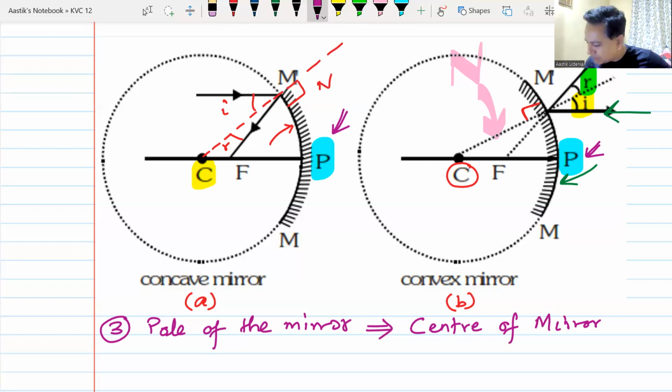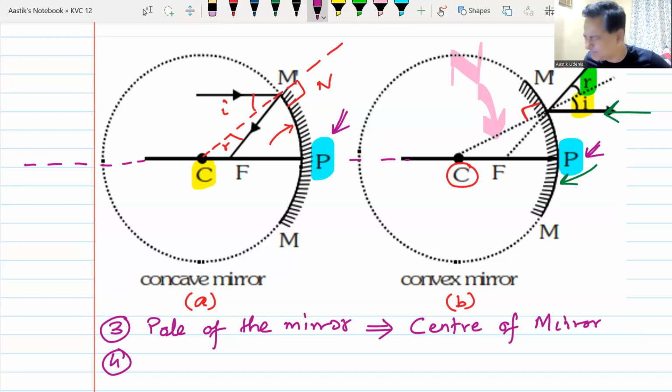That also takes me to the fourth definition, which I'm afraid is not there. It was there in the previous diagram. Yes, beta. Pole is not the intersecting point of principal axis and mirror. What, beta? Intersecting point of principal axis and mirror. Principal axis is defined after we define the pole.